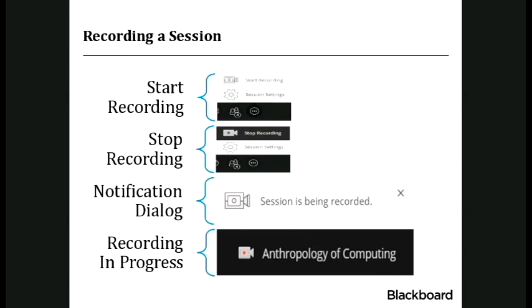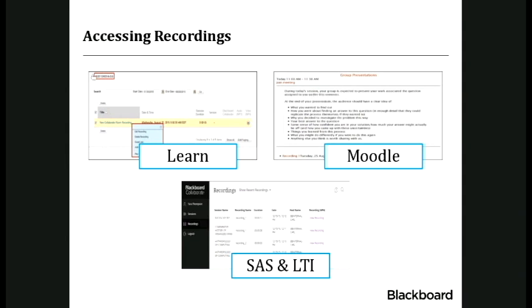Again, recordings are accessed very simply. This is what the recordings table will look like for you inside your Learn course. Right above where it says recordings is the join session button. And so that's how you would get into the session. You click on the link as a student, you can play the link. Again, it's a streaming MP4.